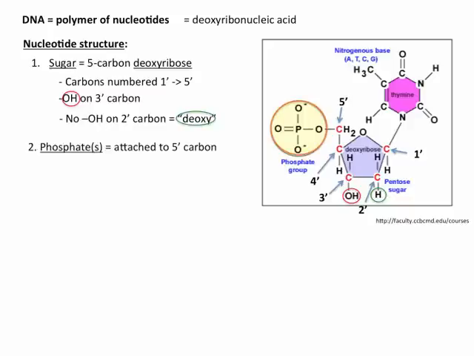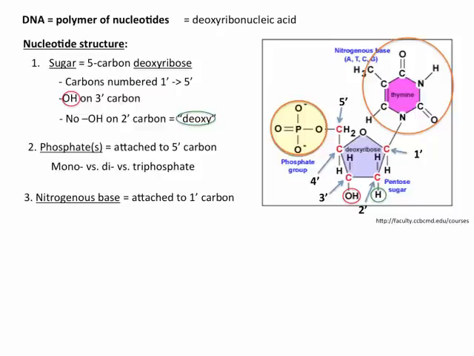The second part of a nucleotide is 1 or more phosphate groups attached to the 5' carbon of the ribose sugar. If 1 phosphate is attached, the nucleotide is a monophosphate. If 2 phosphates are attached, this is a diphosphate. If 3 are attached, it's a triphosphate. We'll come back to this nomenclature in just a minute.